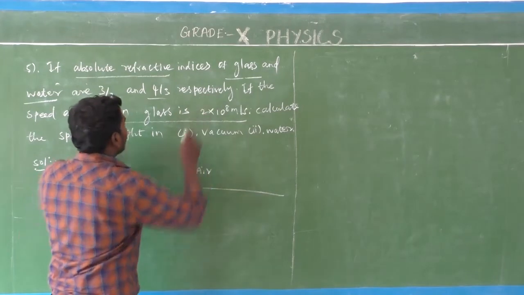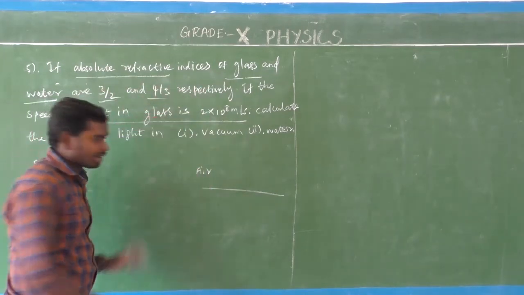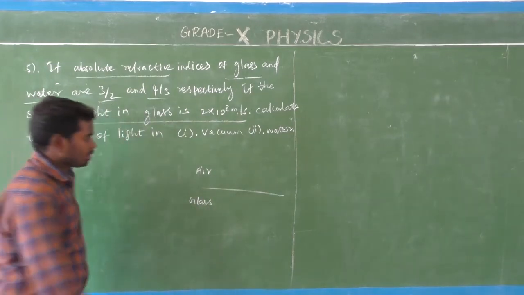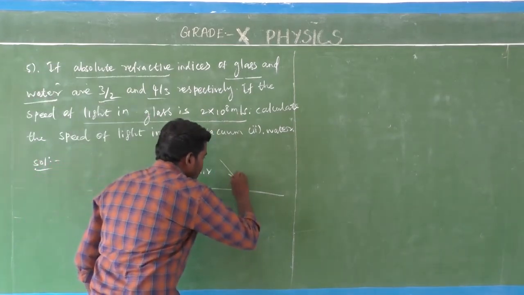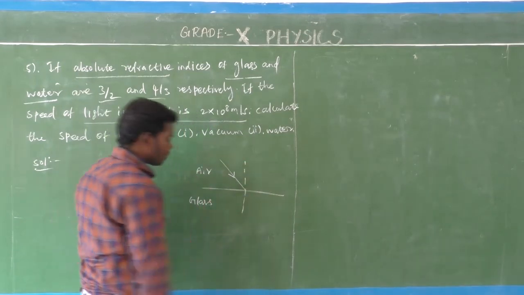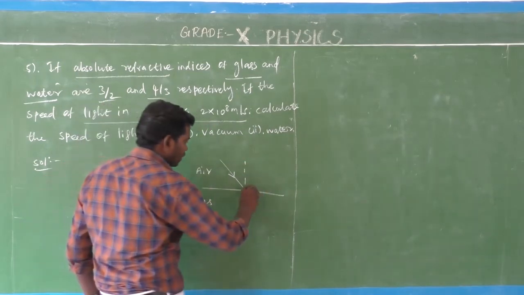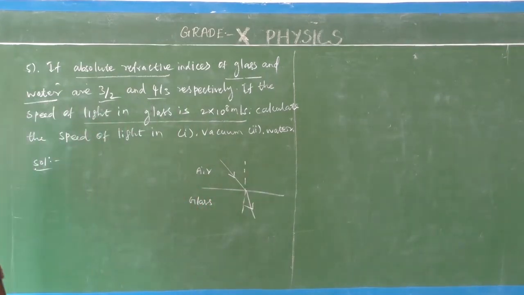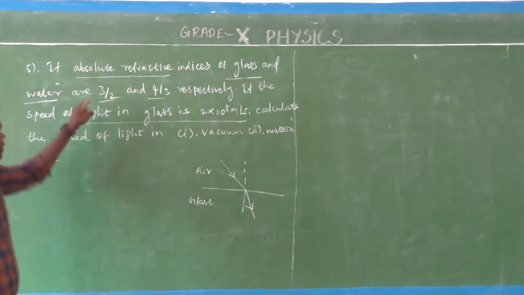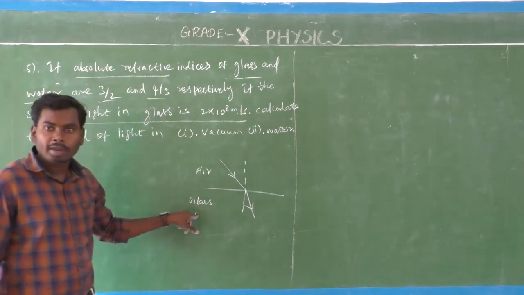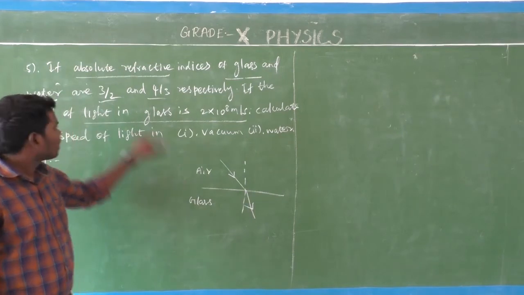Next, light goes from air into the first medium, glass. This is glass. So light falls on the surface of the glass obliquely. This is the point of incidence. Then the refracted ray moves towards the normal like this. Now, refractive index how much? This is 3/2. So when light goes from air into glass, speed decreases. That is equal to 3/2.